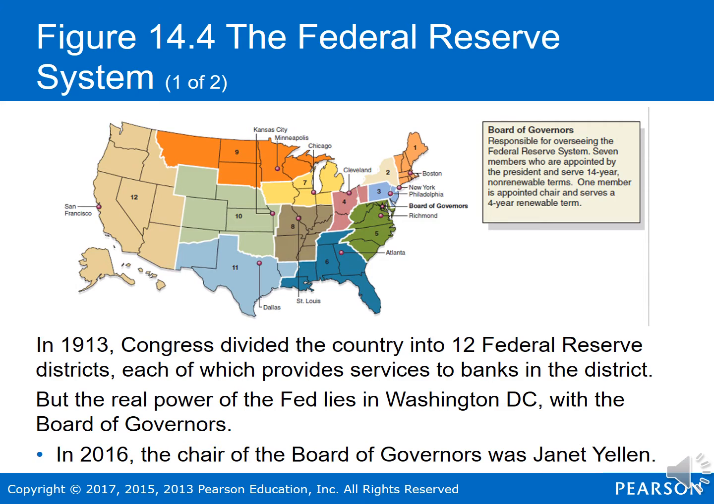The real power of the Federal Reserve to act as lender of last resort, or for a lot of the monetary policy that we're going to talk about in this chapter, lies in Washington, D.C. with the Federal Reserve Board of Governors. In 2016, when this textbook was written, the chair of the Board of Governors was Janet Yellen, who had the pleasure of getting to speak twice while she was chair. The current chair of the Board of Governors is Jerome Powell, and he's been in place since 2017.